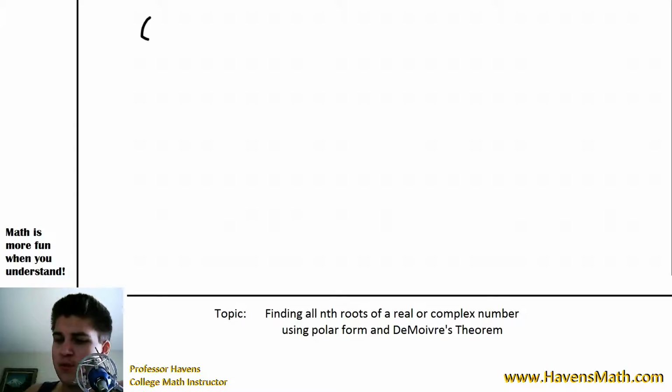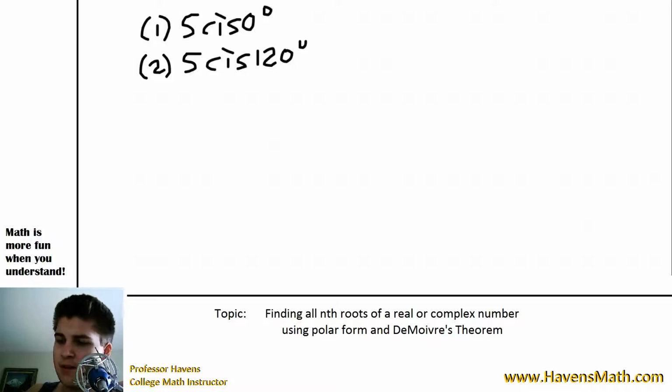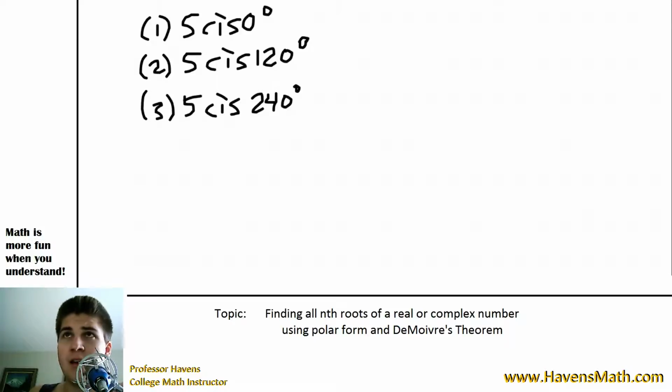So our first root was 5 CIS 0. Our second was 5 CIS 120. And the third was 5 CIS 240 degrees. And to turn it back is actually really easy. You just expand CIS theta, which means cosine plus I sine.